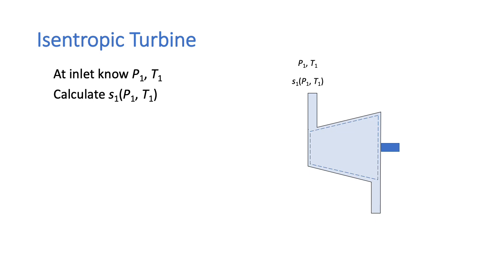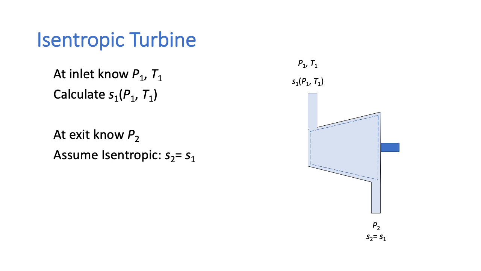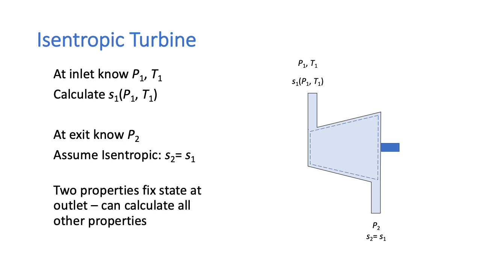At the inlet, we know the pressure and the temperature, P1 and T1. That means we can calculate what the specific entropy is, S1, which is a function of P1 and T1. At the exit, we know P2. But if we assume that the turbine is isentropic, then the entropy at the outlet, S2, is equal to the entropy at the inlet. So this gives us two properties at the outlet, the pressure and the entropy. And this is enough information to fix the state. We can now calculate all the other properties at the exit.